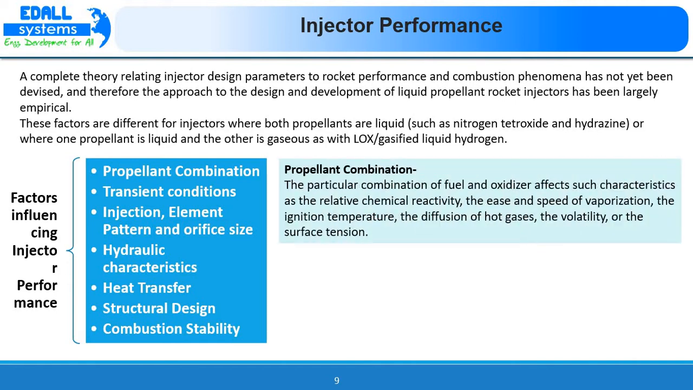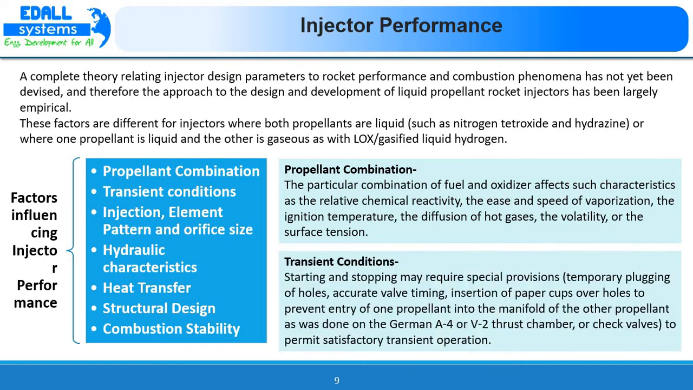So first one, that is propellant combination. A particular combination of fuel and oxidizer affects such characteristics as the relative chemical reactivity, the ease and speed of vaporization, the ignition temperature, the diffusion of hot gases, the volatility or the surface tension. So each propellant has its own characteristics based on which, when it is combined with the other propellant, it will give us some different properties. So all these propellant combinations which we are using, based on their reacting characteristics, may affect the injector performance as well.